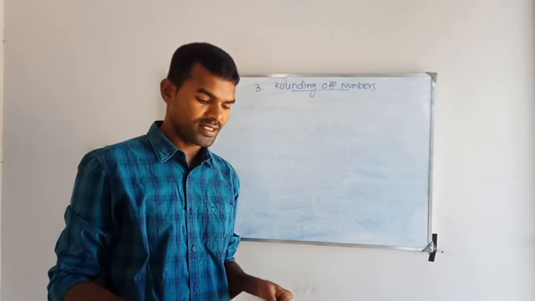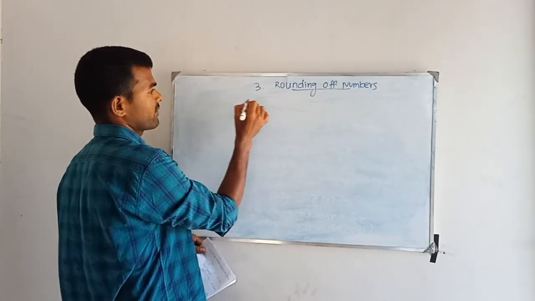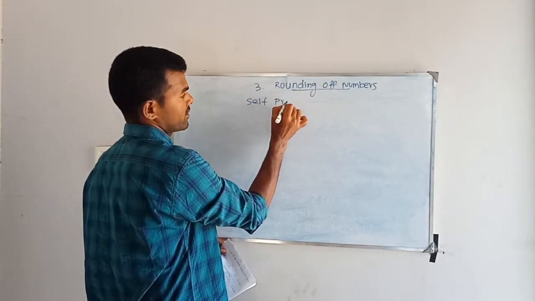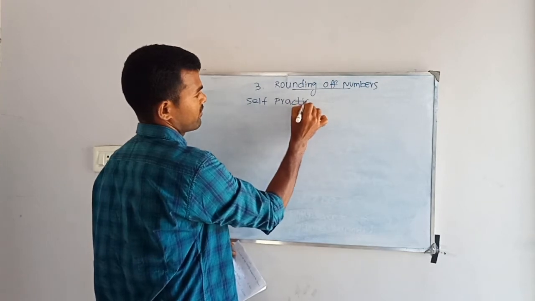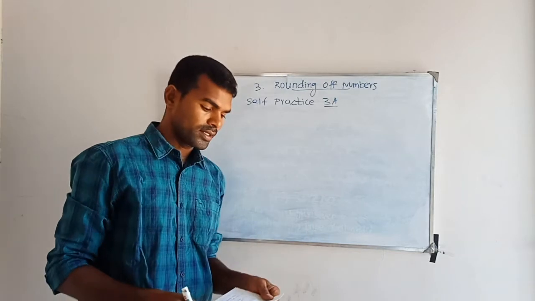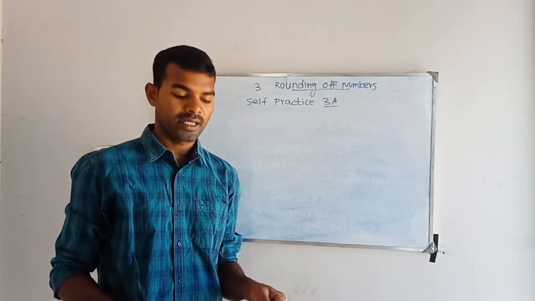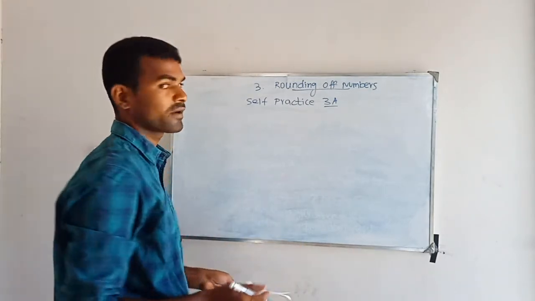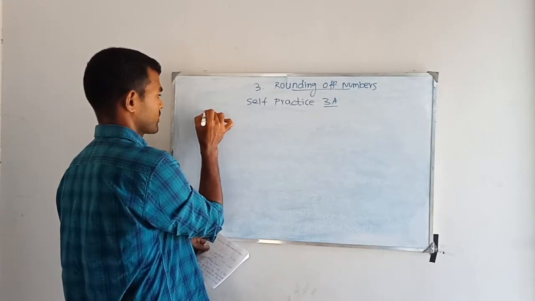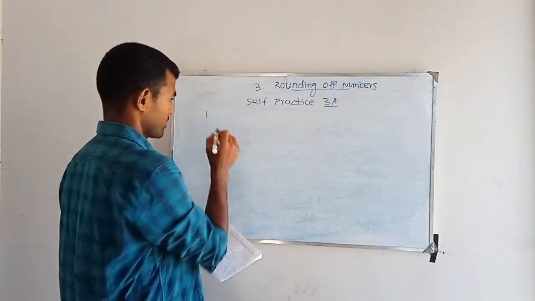See here, first self practice 3A. We will see the first exercise. Students, now see the first question. Round off the following numbers to the nearest 10.